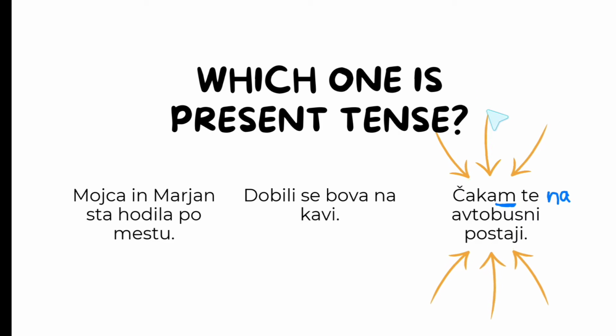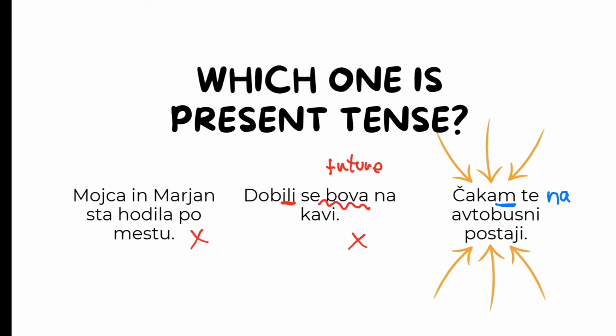And why are these both wrong? Well, here, first of all, we have L endings. Dobili se bova na kavi means we will meet on a coffee. Dobili has the L endings, so you already know it's not going to work, and you know this is future tense because it has bova, and this is future to be. And same thing here, Mojca in Marjan sta hodila po mestu.